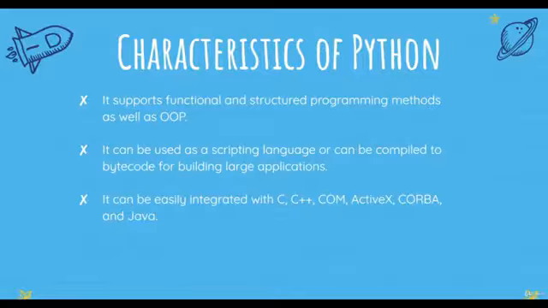So before beginning with deeper concepts of Python, let's first take a look at the basic features that justify what makes Python so powerful compared to other programming languages. Let's start with the characteristics of the Python language. The first one is that it supports functional and structured programming methods as well as object-oriented programming. The reason I say this is that a programming language that can model the real world is said to be object-oriented. It focuses on objects and combines data and functions.